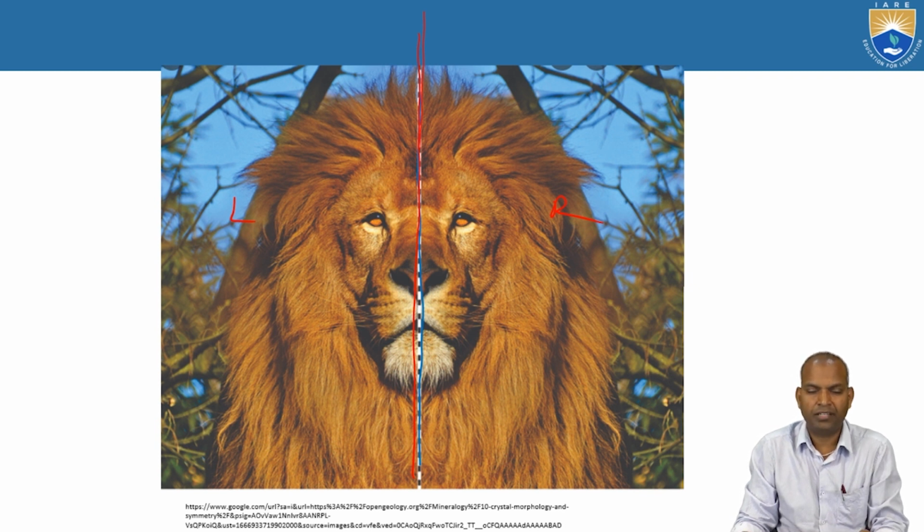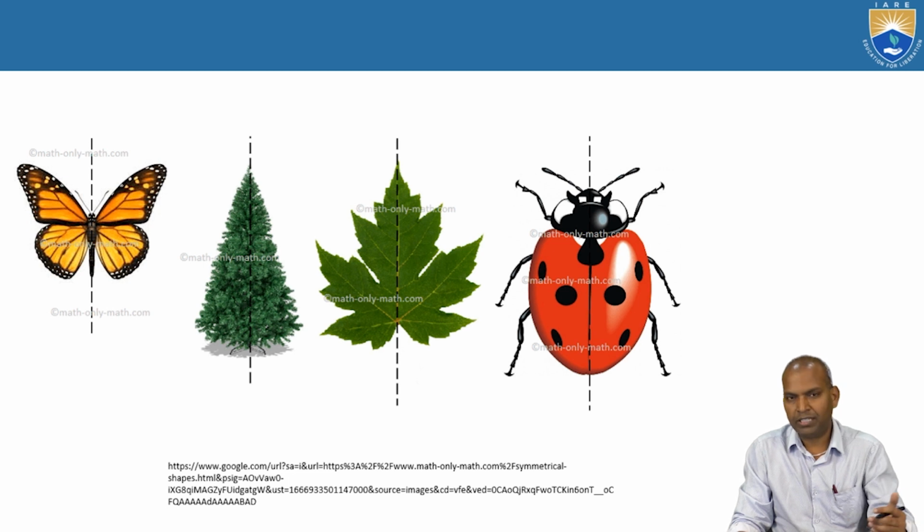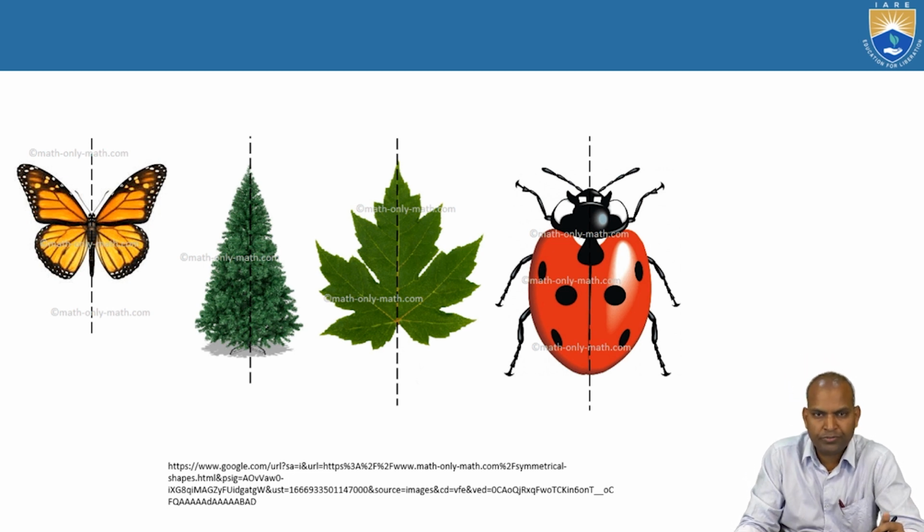If you see the eye, the nose, and the ear, the complete figure is symmetrical about axis y. So in nature, there are different things. Everything in nature is so beautiful, right? Because it is symmetrical about axis y. And some of the things are symmetrical about both axis x and axis y.